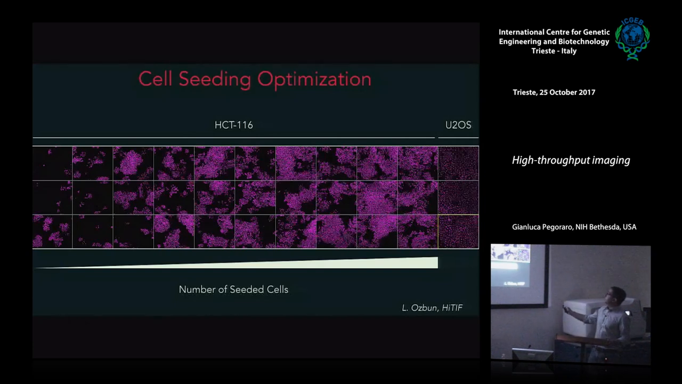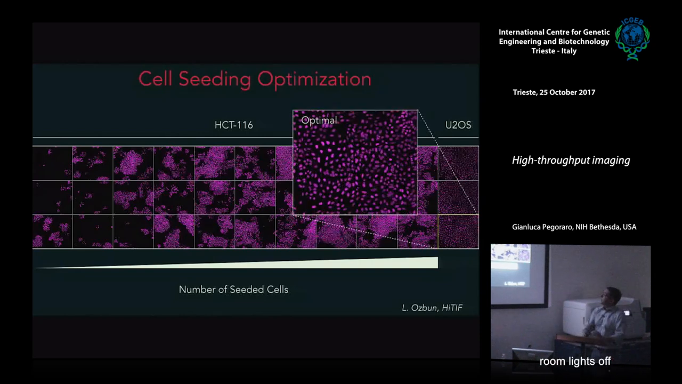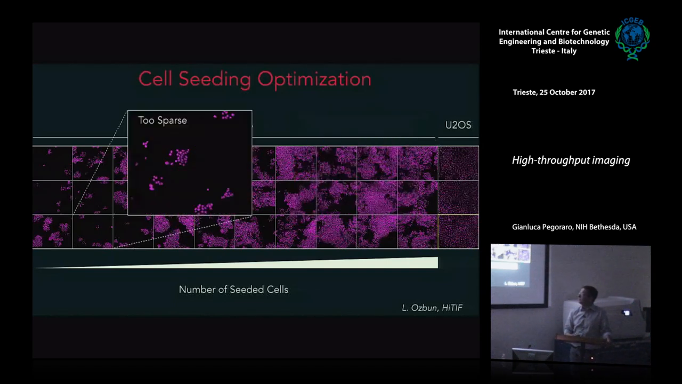What I'm showing you here, these are U2OS cells. It's our reference cell line. So this is an ideal cell density. There are enough cells in the field of view. Again, as I mentioned before, we are randomly sampling, so we want to have enough cells in the field of view, but not too close together, not butting onto each other, so that the high-content image analysis software can actually reliably segment them.